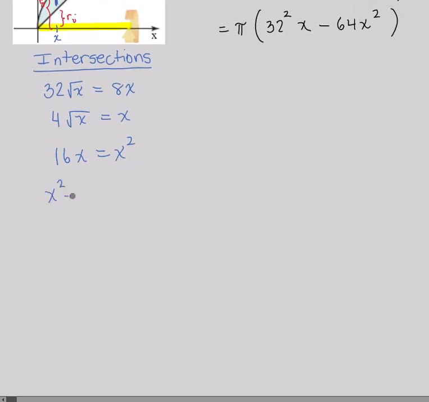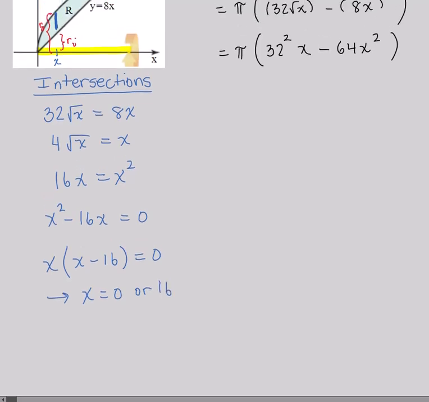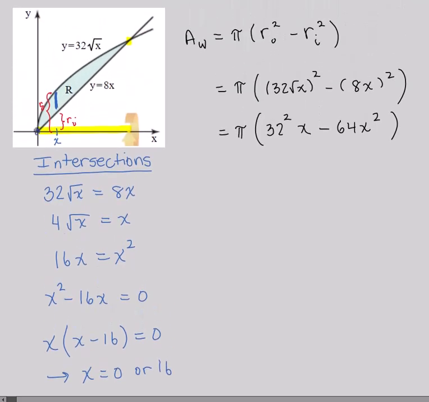So we'll have x squared minus 16x is equal to 0. The x can factor to the front, leaving us this product. And the zero product rule tells us that x will be 0 or 16. That tells us that these two intersection points are 0 and 16. All right, so those will be our limits of integration. In order to find volume, we are going to integrate area. So we will be integrating the area on the interval from 0 to 16.